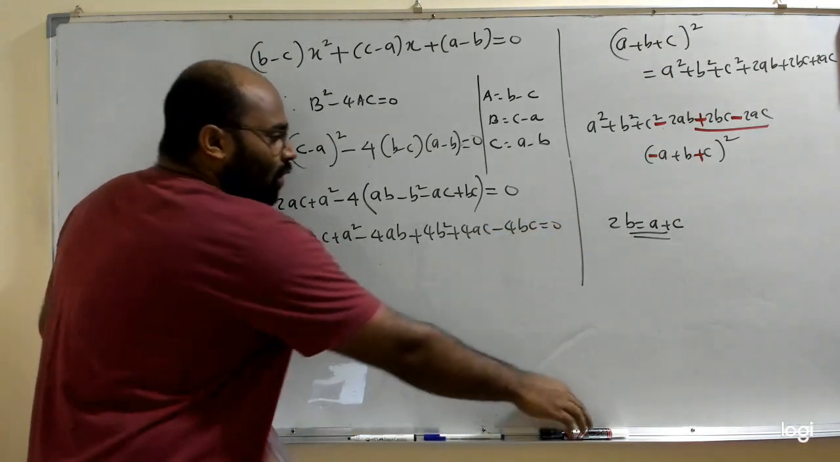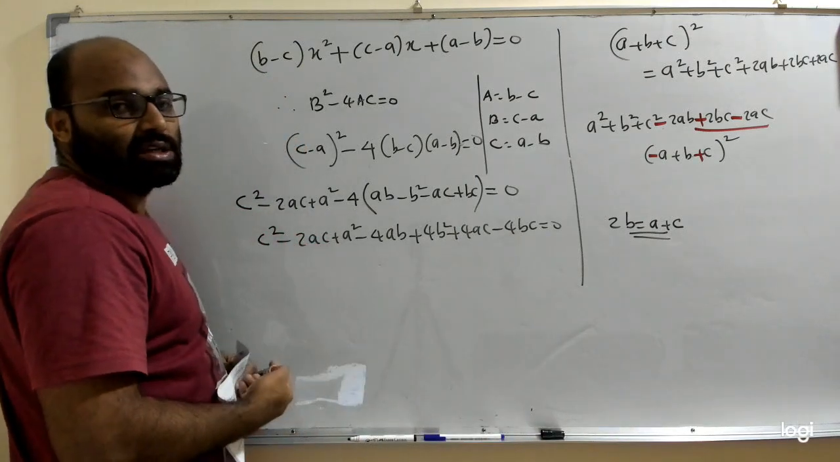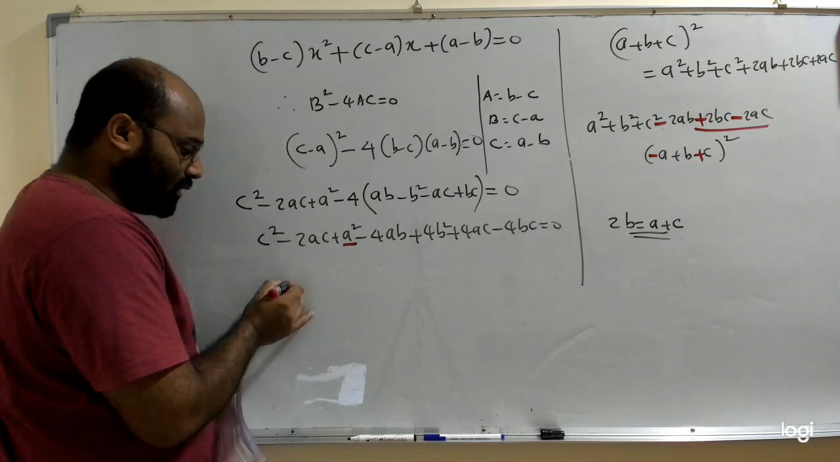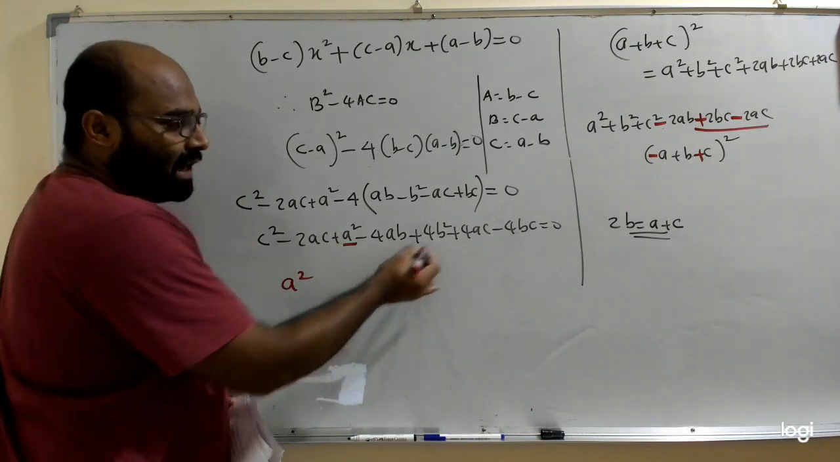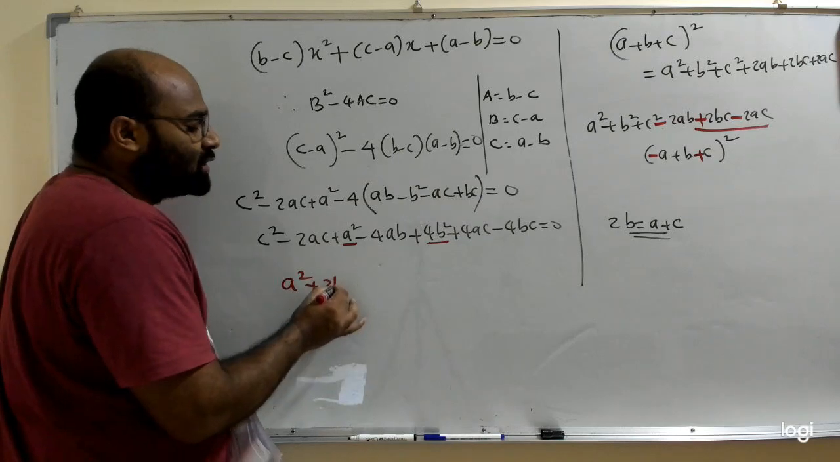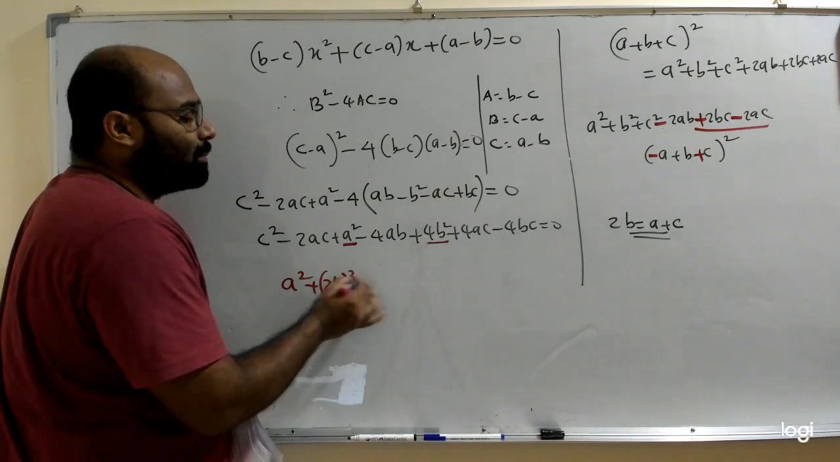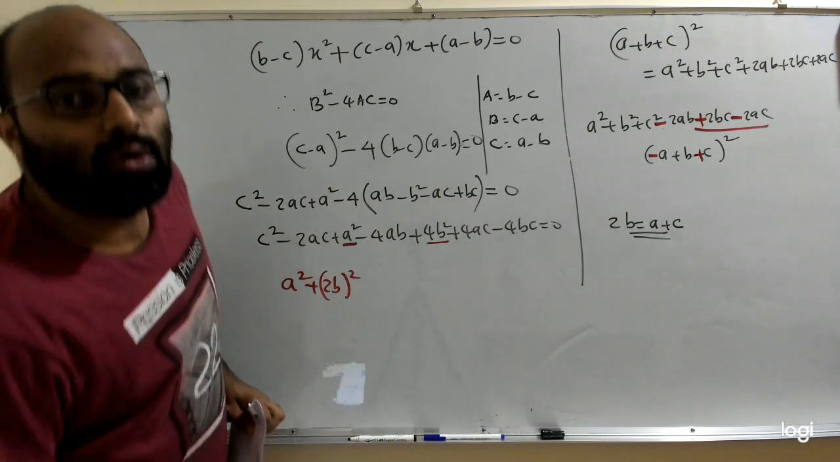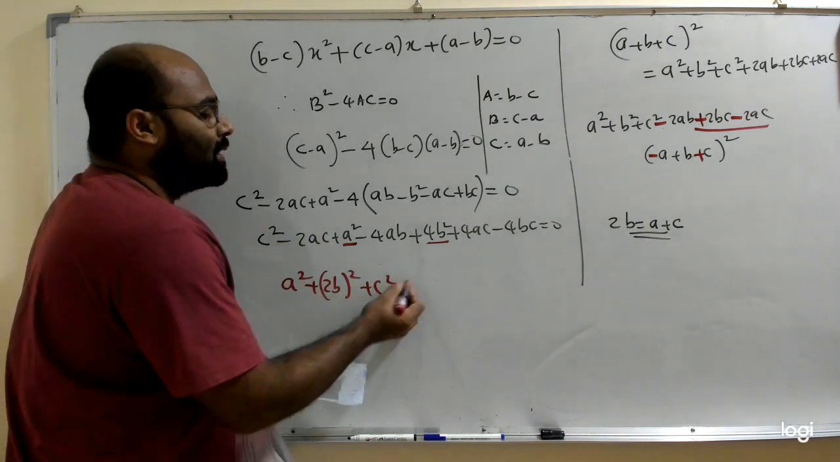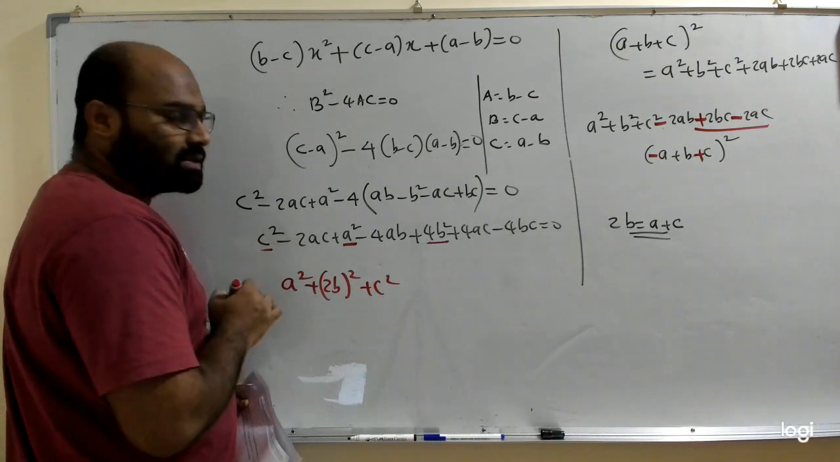Now all the square terms I am writing together. First one I wrote is a square, in alphabetical order. Next here 4b square is there. Can I write 4b square as 2b whole square? Because 4b square is 2b whole square only, that I wrote. Then c square.